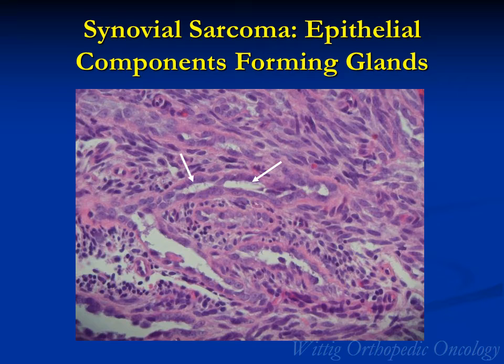This is another very characteristic example of a synovial sarcoma with the spindle cell areas and the more glandular or epithelial component areas within it. Okay, biphasic synovial sarcoma.